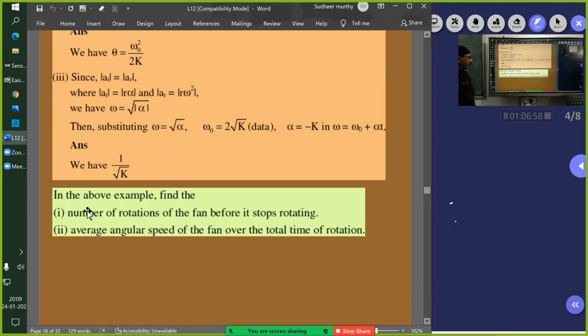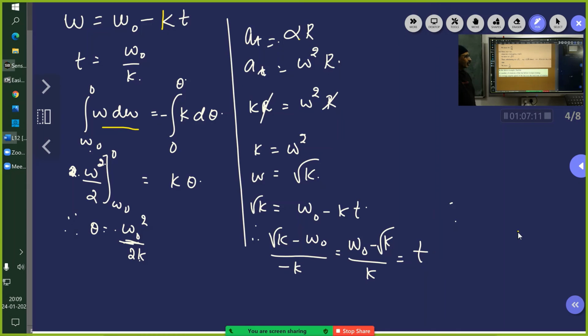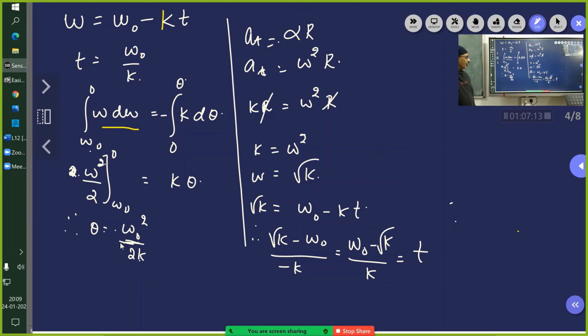Then, in the above example, find the number of rotations of the fan before it stops rotating. So, you have found out theta. Number of rotations: we have found theta here, divided by 2 pi. So the number of rotations n will be omega naught square divided by 4 pi k.